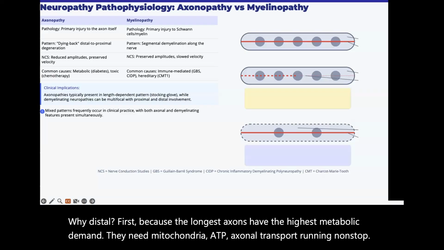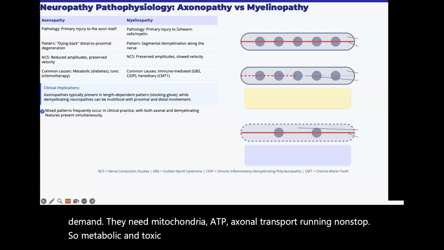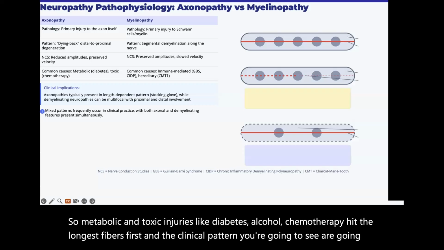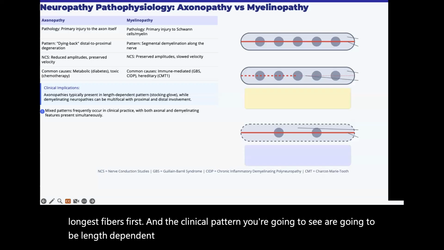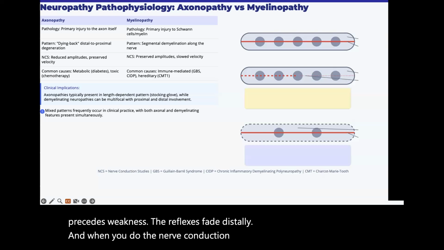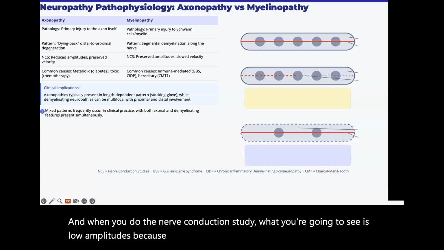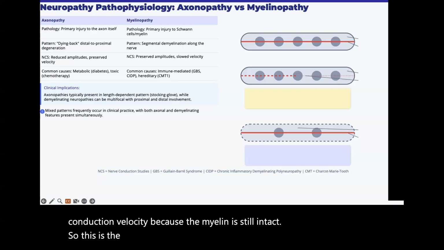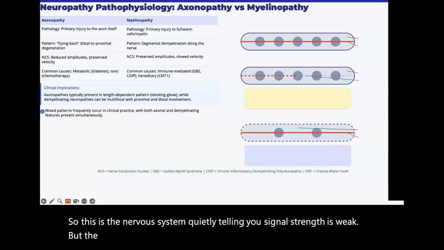So metabolic and toxic injuries like diabetes, alcohol, chemotherapy hit the longest fibers first. The clinical pattern you're going to see is length-dependent stocking-glove numbness, sensory loss, which precedes weakness. The reflexes fade distally. And when you do the nerve conduction study, what you're going to see is low amplitudes because fewer axons are firing. You'll see normal conduction velocity because the myelin is still intact. So this is the nervous system quietly telling you signal strength is weak, but the wiring insulation is fine.